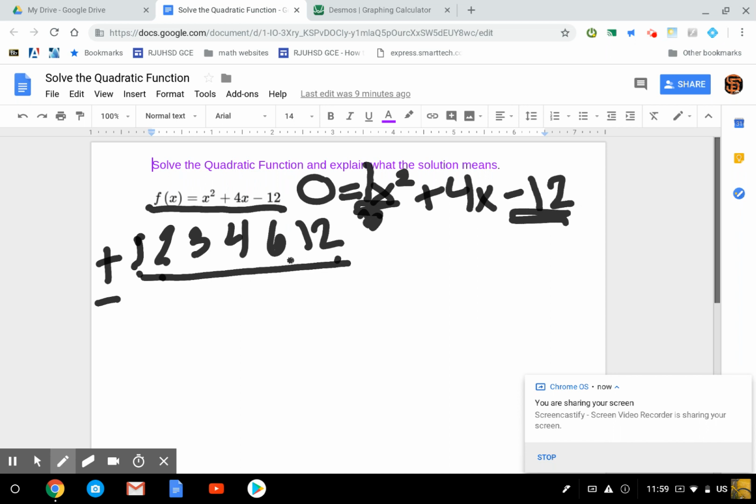And then for the 1, they're going to go down here. The only possible rational root is going to be 1. There's only one possibility there. Perfect. Now that we have that, we can set up our synthetic division.